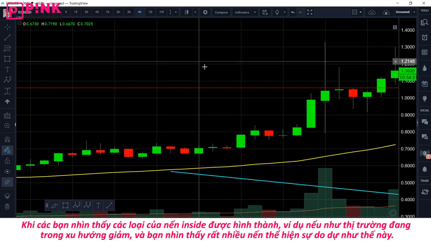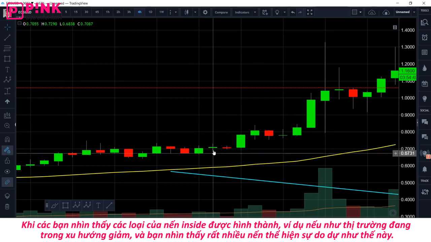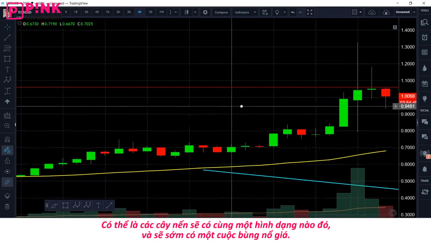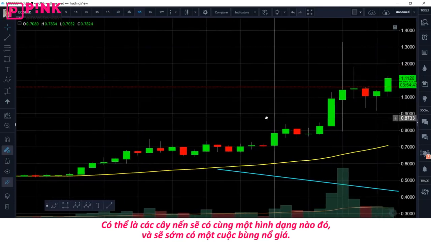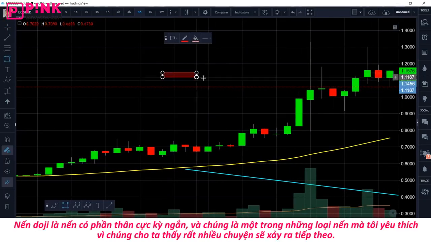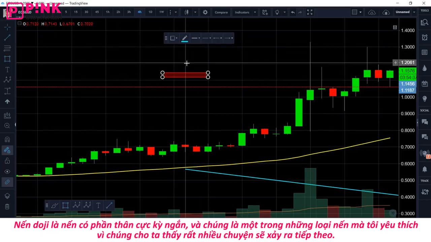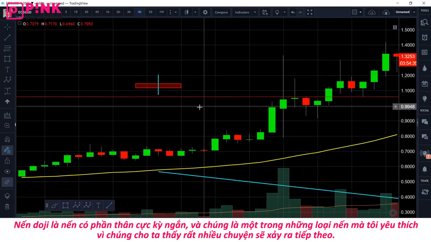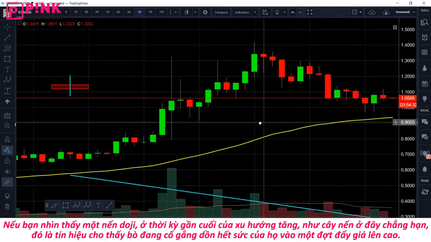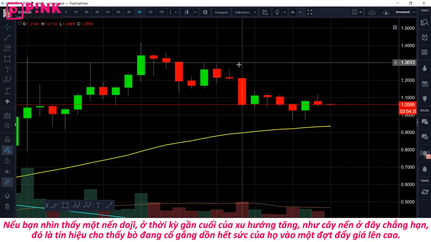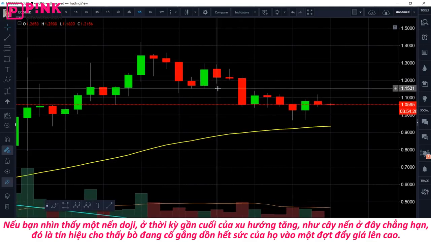If it was on a downtrend and you see lots of indecision candles like this, chances are it's going to end up consolidating somehow and get a really good breakout soon. So doji candles are just super small candles with a very small body. And they're some of my favorite candles because they indicate a lot. If you see a doji, for example, this candle here is not a nice candle, right? Not a nice candle at all.